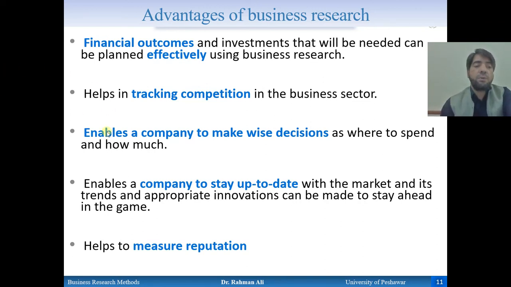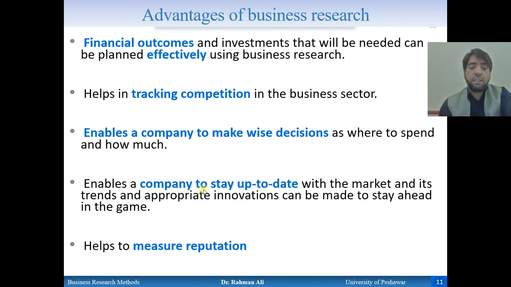And it can also enable the company to make wise decisions. That's clear, and from the very start of this course, we are moving around this decision making aspect of businesses and business research. So it helps the companies to make wise decisions.